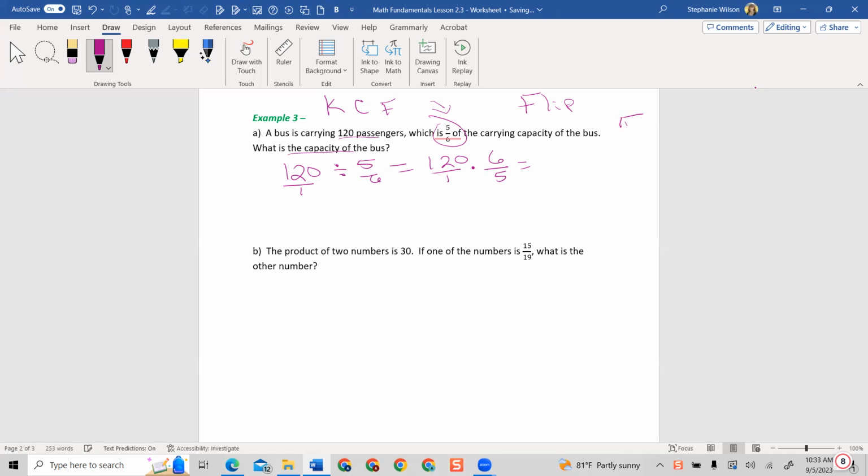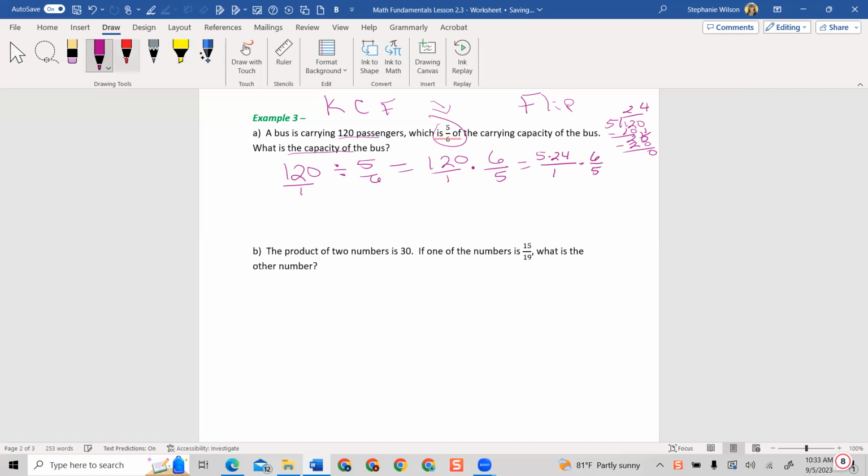So if you need to come over here and do long division, I encourage it. 5 goes into 12 2 times. 2 times 5 is 10. 12 minus 10 is 2. Bring down the 0. 5 goes into 20 4 times. 4 times 5 is 20. It gives me a remainder of 0. Oh, so that works out great. 5 times 24 is 120, times 6 over 5.